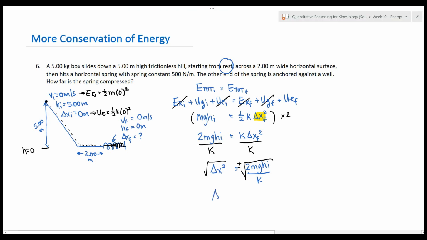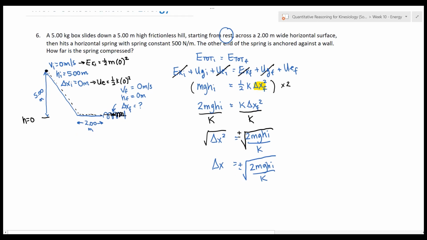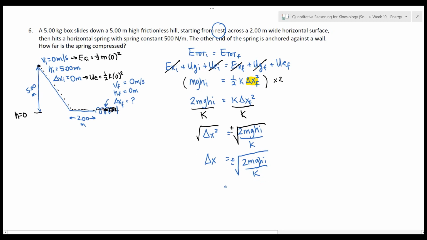And I have delta x is equal to the square root of 2 mg h initial over k, with a plus and a minus in front. Okay, so the question wants to know how far the spring is compressed. Let's plug in all of our values. Plus or minus the square root of 2.